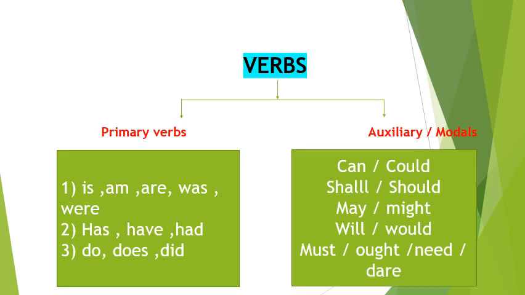Next category is of auxiliary or modals. Here we have modals like can, could, shall, should, may, might, will, would. All these, the first column is of the present modals and this is of the past tense of modals. Must, ought, need, dare are some other modals which are generally used.